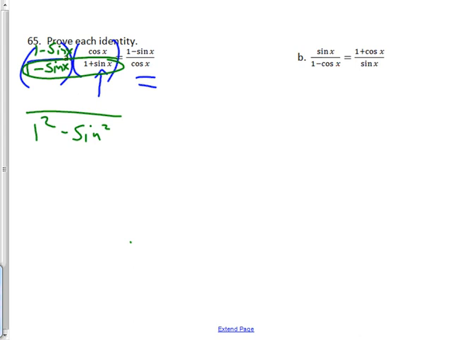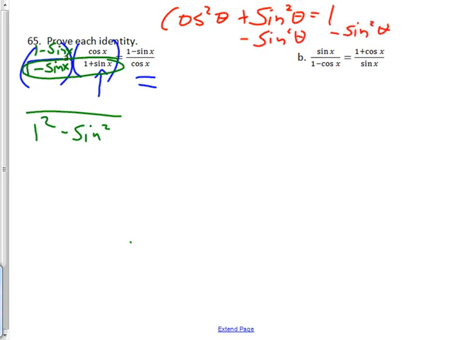Here's a fact. Cosine squared plus sine squared equals 1. So if I take 1 minus sine squared, I take away sine squared from both sides. Cosine squared is equal to 1 minus sine squared theta. So this bottom becomes cosine squared. On top, I have 1 minus sine times cosine. On the bottom, I now have a cosine squared.